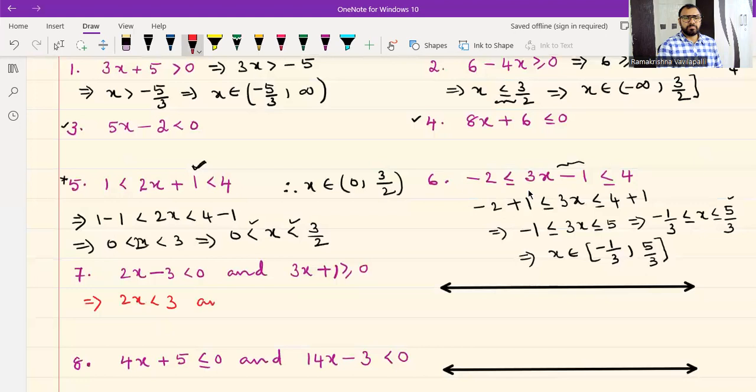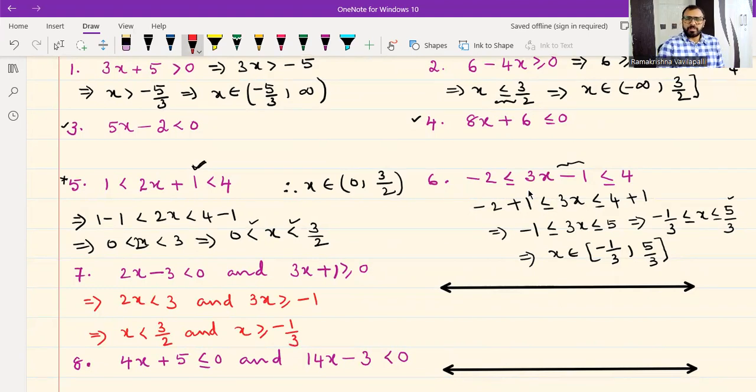And here 3x greater than or equal to, sending this plus 1 that side, minus 1. Now divide by 2. So you will have x less than 3 by 2. And for the second inequation, divide by 3. So x greater than or equal to minus 1 by 3 you will get.